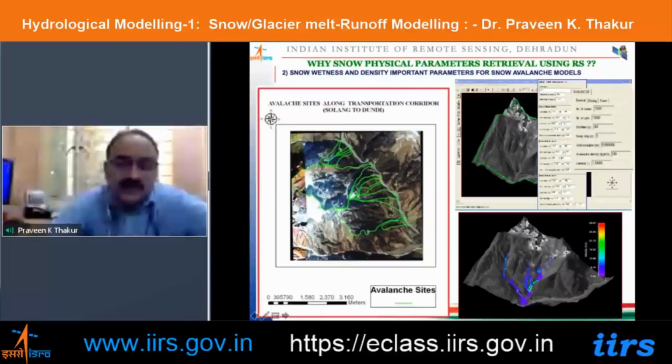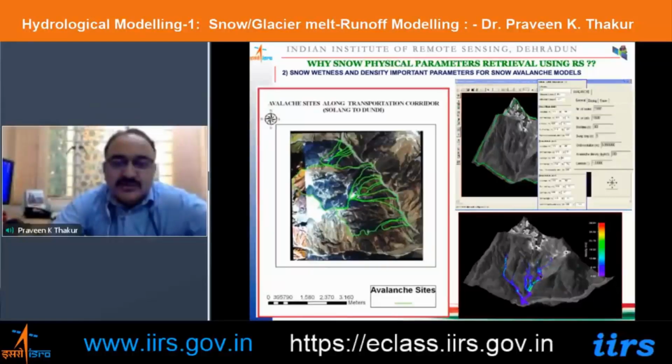From the top of that gallery, avalanches will go. From the middle of the gallery, your vehicle passes, and from the bottom, in the monsoon season, the heavy rainfall induced flash flood or heavy water flow will flow. So these kinds of applications are there, which are directly utilizing remote sensing derived snow cover and other parameters.